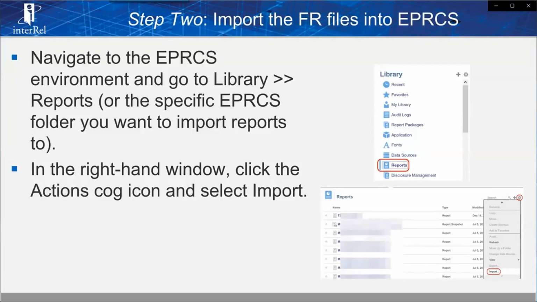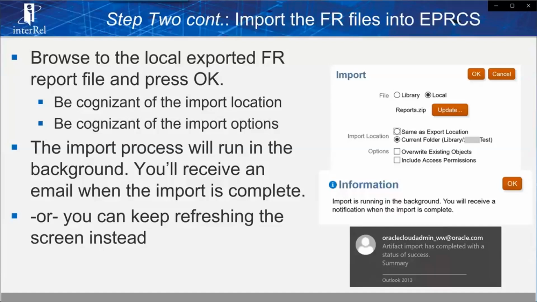Then what you'll do is you'll go into EPRCS, you'll go into the library card and into reports, or whatever folder you want to migrate these into. In fact, I highly recommend that you create a folder called migration or something like that and just put them all in there so they're not mixed with anything else in case you have special security. Then there is a cog wheel on the right-hand side of that screen, and you will go find import. Then you will browse to wherever your FR export is.